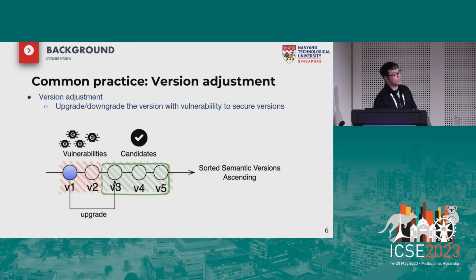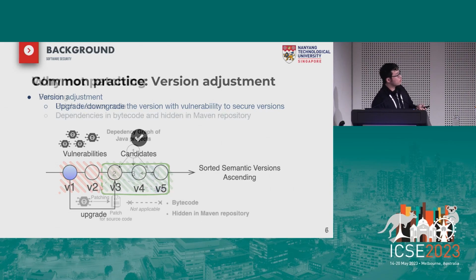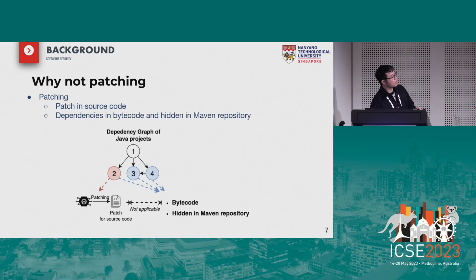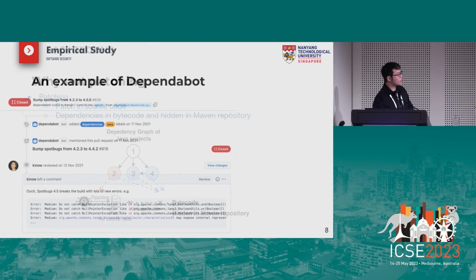First, I will introduce the concept of how we do the remediation. Basically, the more commonly used approach is version adjustment: just upgrade or downgrade the vulnerable version to a secure version. And why do we not use a patch here? Because a patch usually works only on the source code, but dependencies in the Maven context are usually used as bytecode in the local repository. So we cannot directly apply the patch. That's why we use version adjustment.